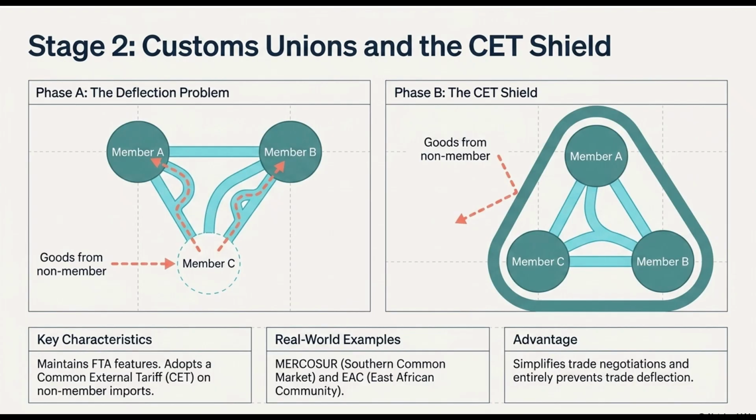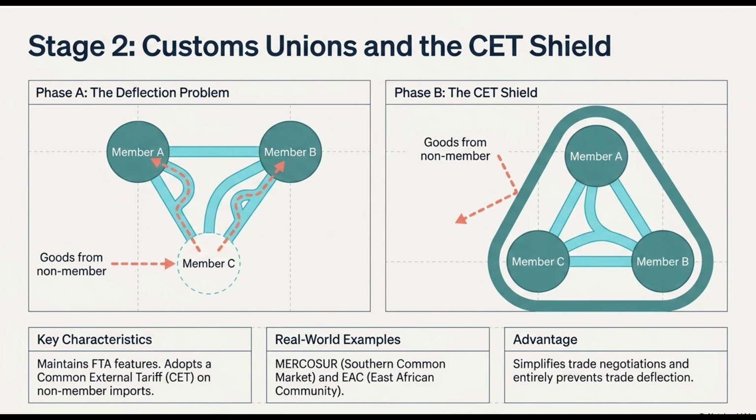Next, we have customs union. So what is a customs union? A customs union builds up on the free trade area. In addition to eliminating internal tariffs, all members adopt a common external tariff against non-member countries. So this solves the trade deflection problem, because every country charges an identical tariff on imports from outside the union.